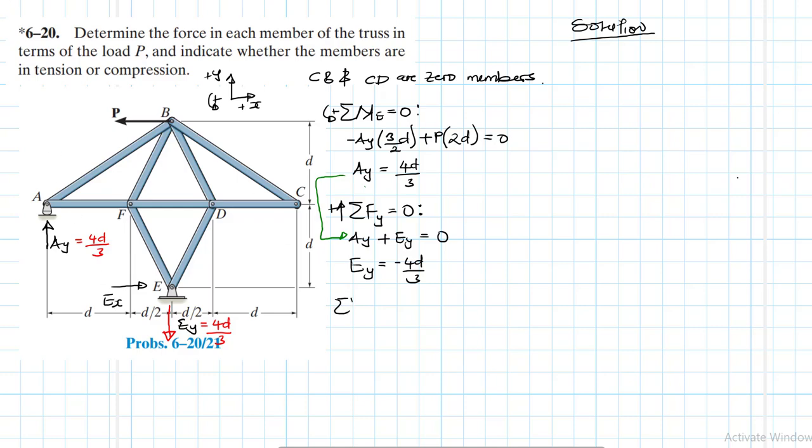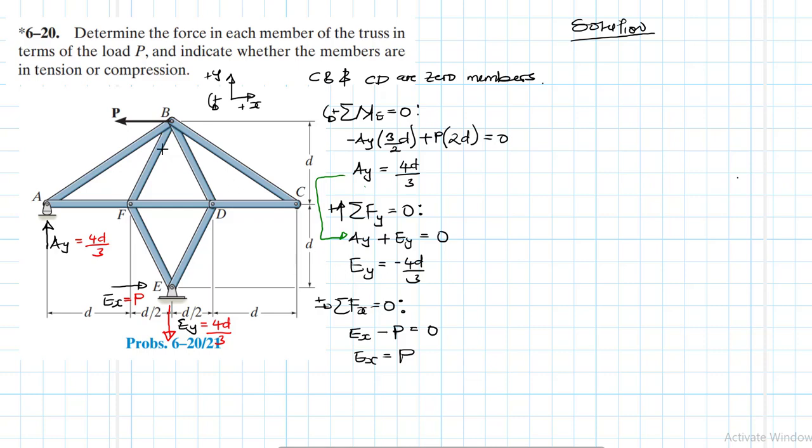Then finally, the summation of forces in the x direction equal to 0. We have EX minus P equal to 0, and therefore our EX is going to be equal to P. Alright, I guess we are done with the support reactions.